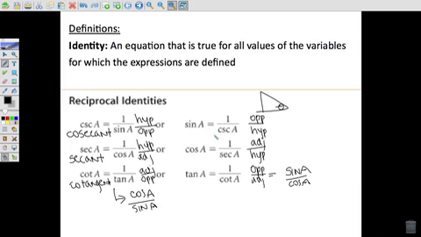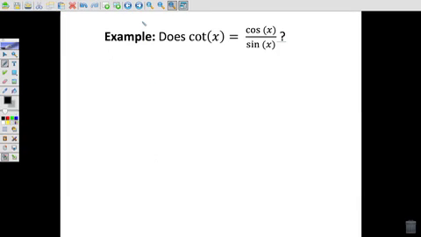And you're going to use these to prove identities. If you have something that says cosecant, you can plug in your 1 over sine, and it'll hopefully help you multiply or factor something out. So we'll try one of these examples.